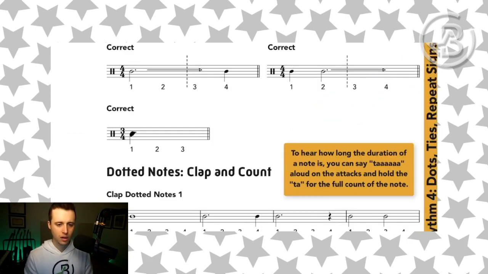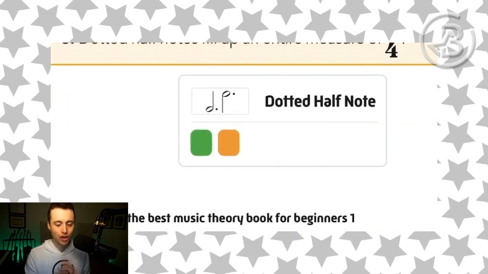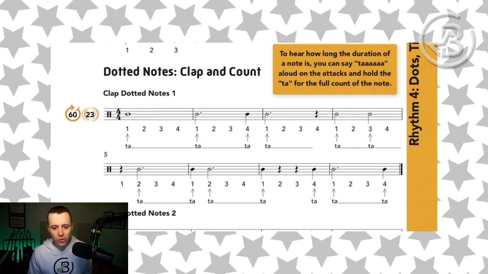So no good. Now what you can do is start using dotted half notes in your original rhythmic compositions for either 4 measures or 8 measures. Just remember to use them on strongest beats and weak beats only in 4/4. I will see you in the next lesson where we're actually going to clap and count some dotted half notes. See you there.